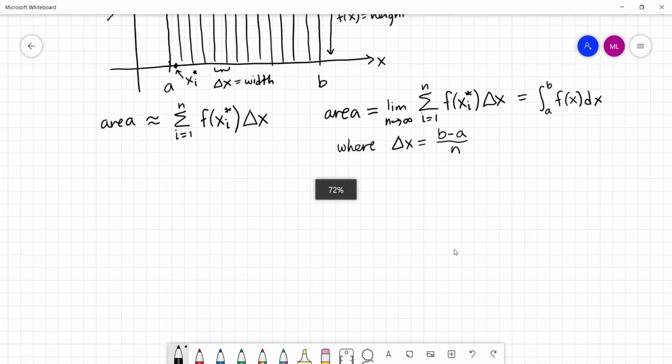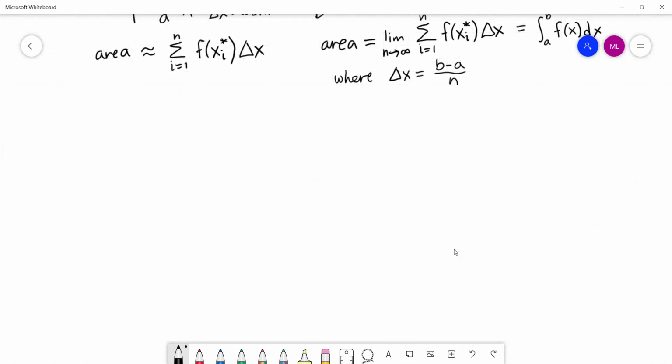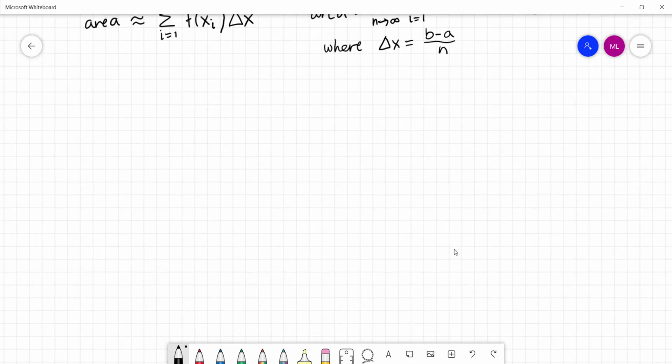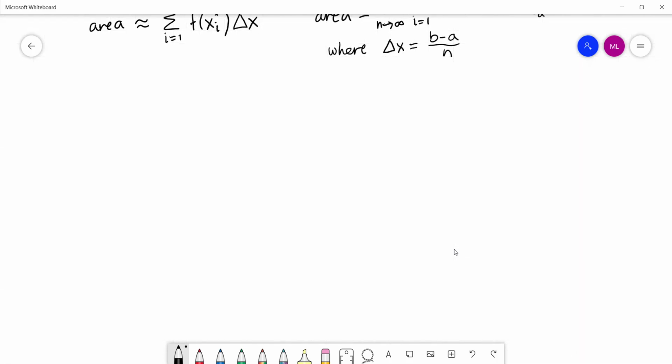The question that hopefully you're asking, or hopefully you already know the answer to, if you don't need to ask it, is why does this represent an area? So why does the integral that we just computed, that we just derived, why does this represent an area?